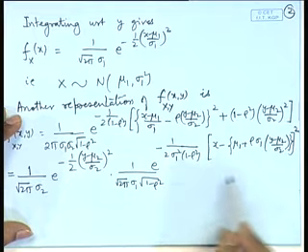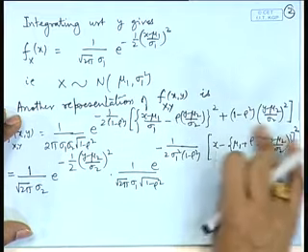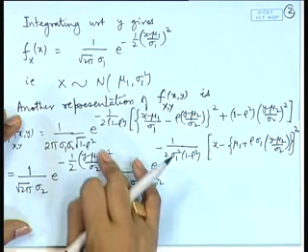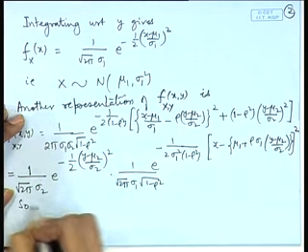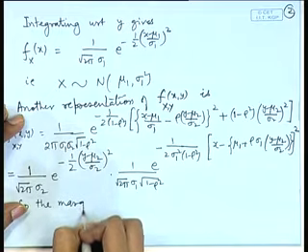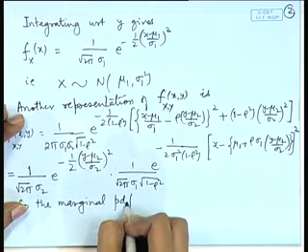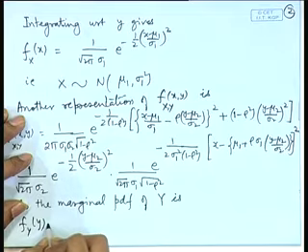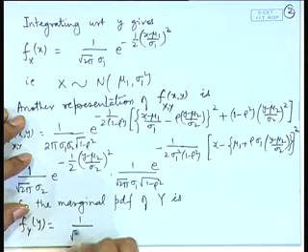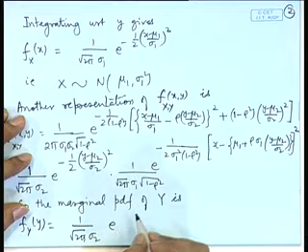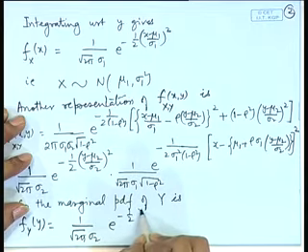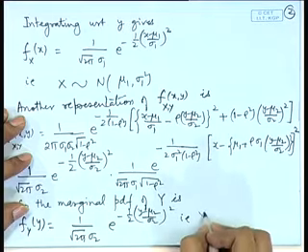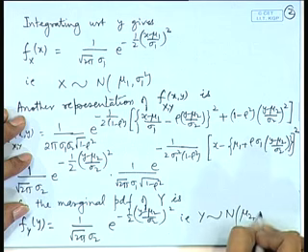So, if we integrate this joint density with respect to x, this term integrates to 1 and we are left with a normal density. So, the marginal PDF of y is f y (y), that is equal to 1 by root 2 pi sigma 2 e to the power minus 1 by 2 ((y minus mu 2) by sigma 2) square. That is, the marginal distribution of y is normal (mu 2, sigma 2 square).